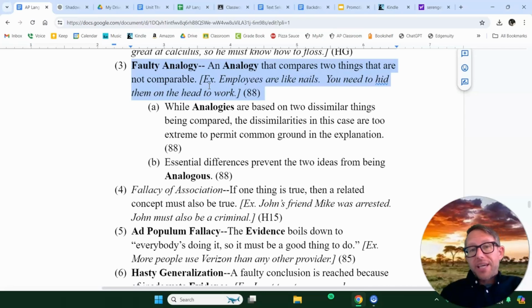So somebody who might say, employees are like nails. You need to hit them on the head to work, okay? Okay, well, clearly you're going to lose your job if you're the employer who is hitting his employees on the head, okay? There's not a perfect connection in that case.